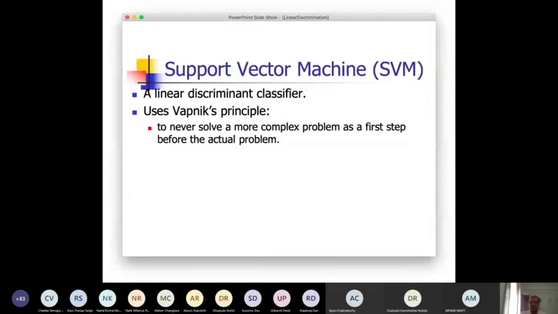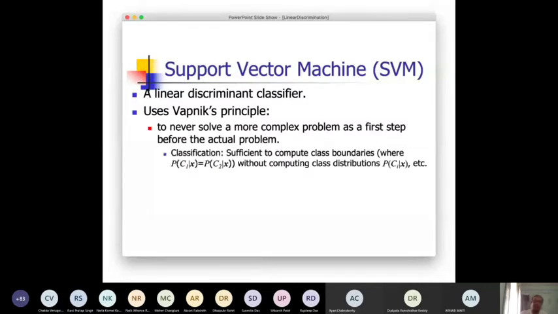Now, when you are considering the problem of classification, it is sufficient to look at the class boundaries. If you can identify the samples in the class boundaries, then that determines the shape of the corresponding discriminant function in that boundary. So that is what it says: it is sufficient to compute class boundaries without computing class distributions. That is very important.